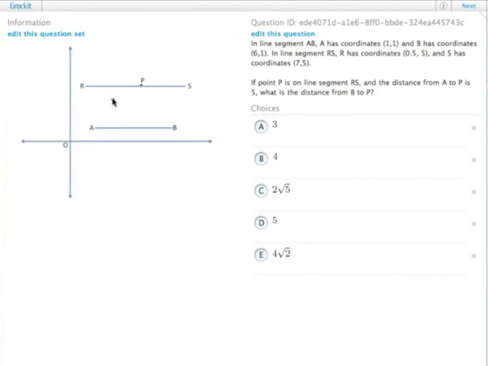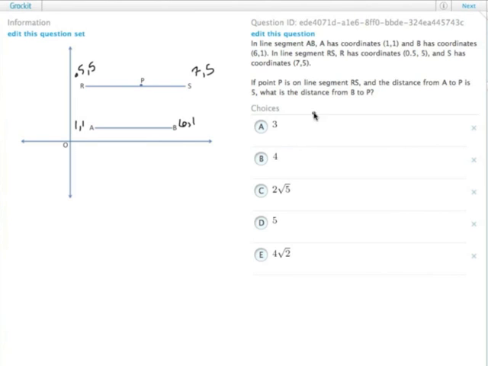Okay, so we're given a bunch of information in this problem that isn't all translated to the diagram. So that's the first thing we want to do. Point A is (1, 1). Point B is (6, 1). Line segment RS: R is (0.5, 5), and then S is at (7, 5).